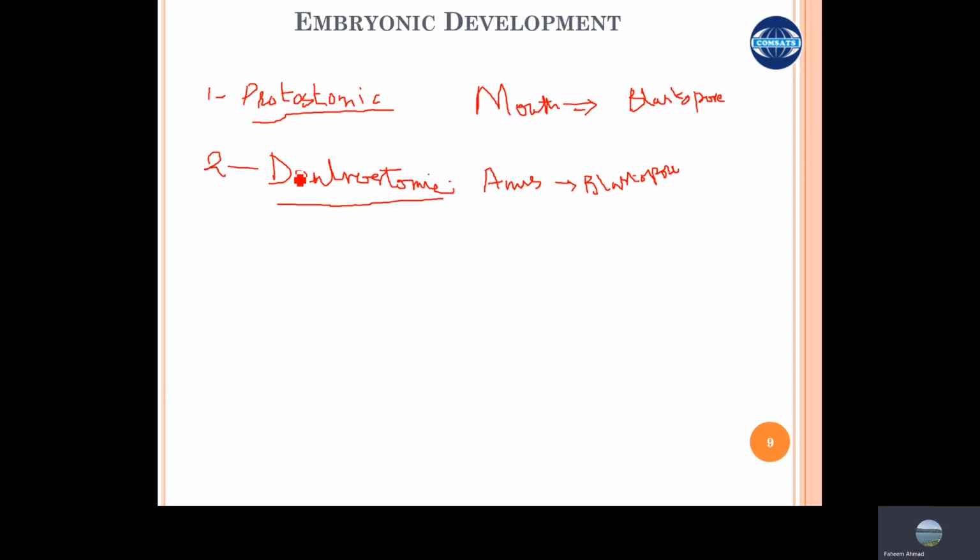In protostomic development, the blastopore, which is the first opening in the embryo, becomes the mouth of the animal, and in deuterostomes, that blastopore becomes the anus of the animal. Then the secondary opening appears in the blastula, that becomes the anus in protostomes and the mouth in deuterostomes. So this was the basic difference between the two, and then there are four or five more differences along the developmental patterns which we are going to discuss now.